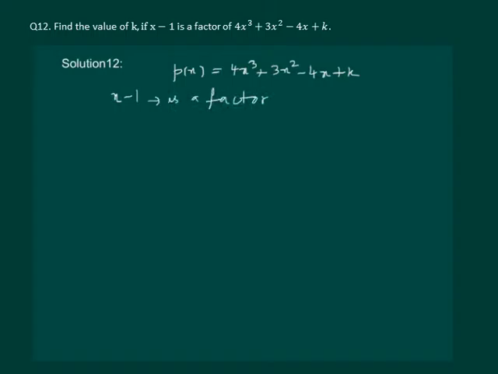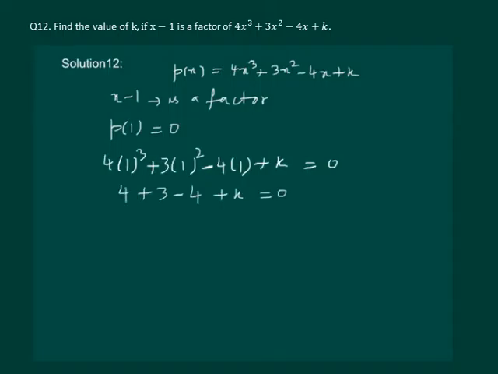That means p of 1 will be 0 by factor theorem. So let us substitute 1 in p(x) and equate it to 0. We get 4 into 1 cube plus 3 into 1 square minus 4 into 1 plus k equal to 0, which will give us 4 plus 3 minus 4 plus k equal to 0.